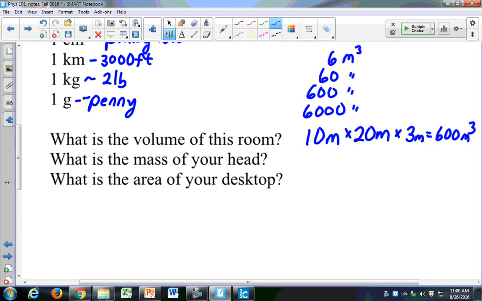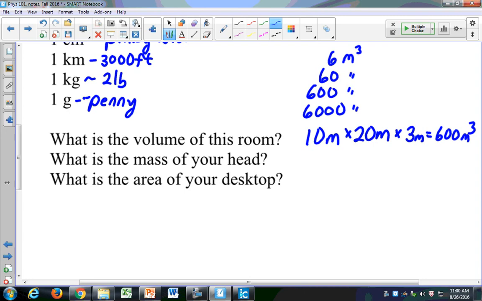The mass of your head, does anybody measure the mass of their head lately? I don't know, how much does your head weigh? How much? 10 pounds, 15 pounds maybe, 20 pounds? Do you know? 10 pounds? So how many kilograms?